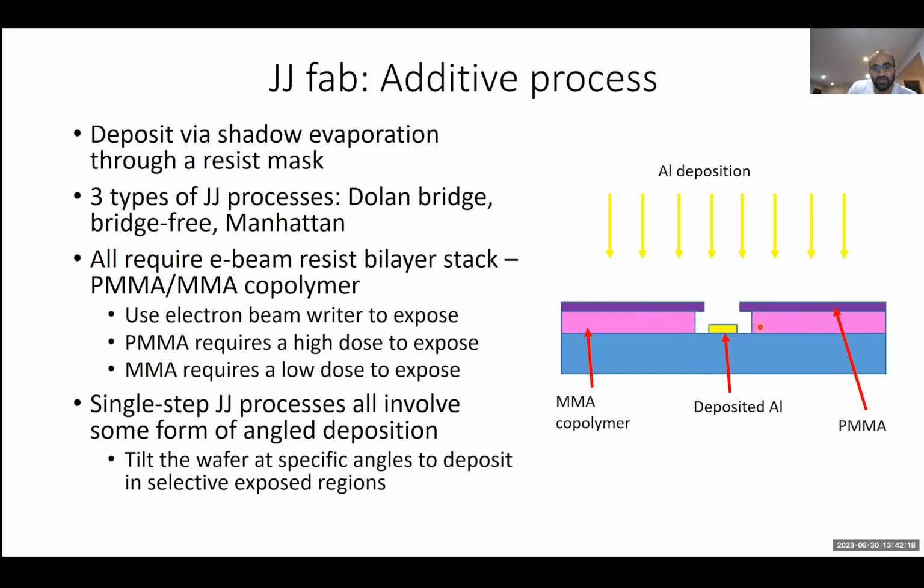to make some interesting patterns that I'm going to show you in future slides. The other thing is that although it's not shown in this cartoon here, this sort of junction fabrication process where we do double angle deposition involves some sort of angle deposition. So we have to tilt the wafer at specific angles to deposit in selectively exposed regions.